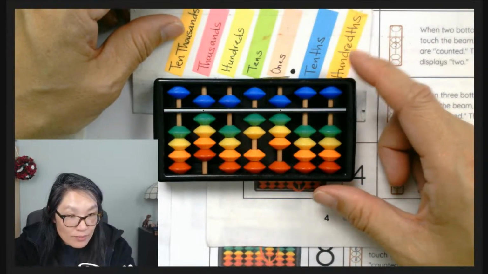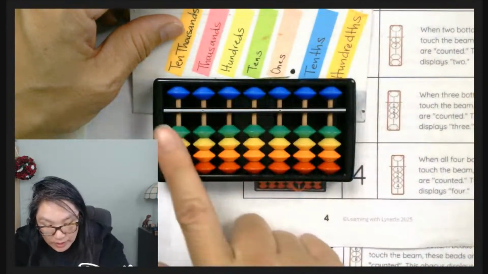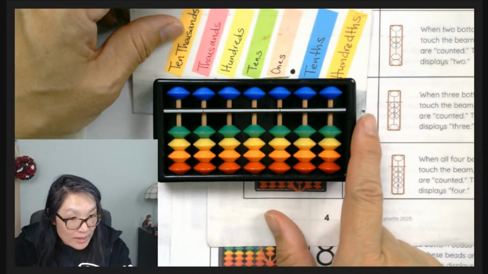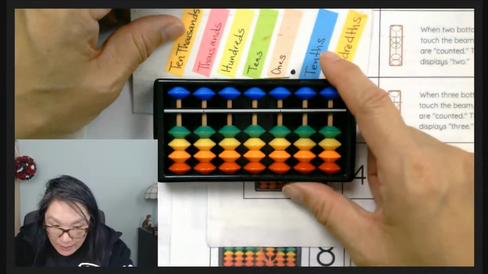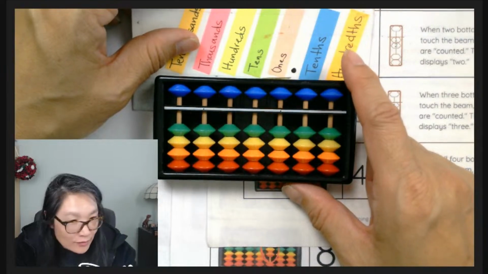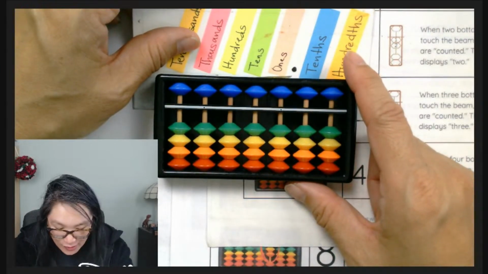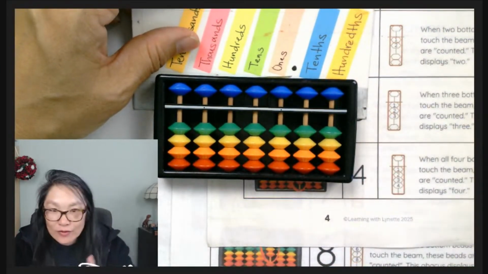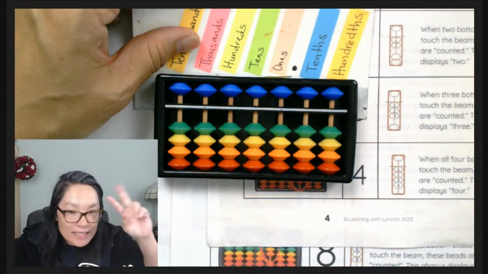Hey, Dean, welcome back. So what we're doing is we are reading the abacus. When we read the abacus, it's interesting that the abacus gives us the skill of attention to detail. Yes, hello, Dean. Oh, I was thinking about division and how to make it easier to explain.